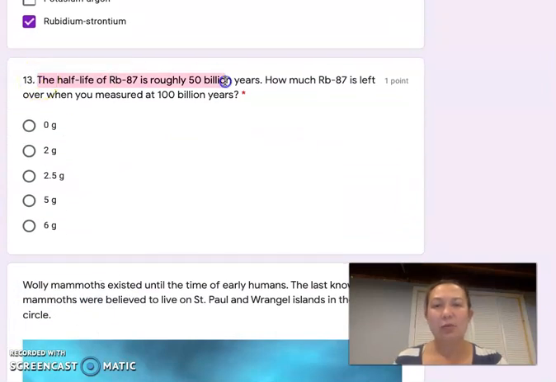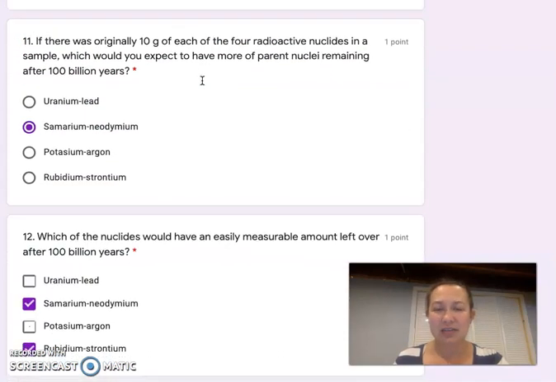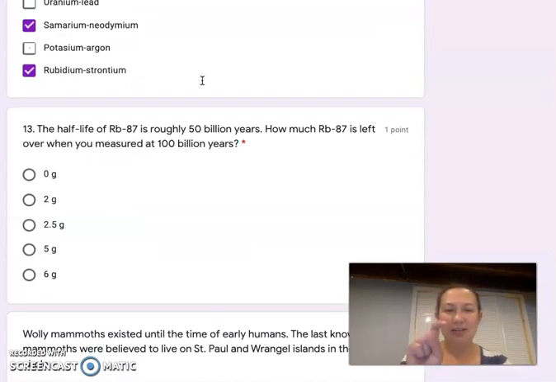Now the half-life of rubidium-87 is 50 billion years. At 100 billion years then, you would start with 10, and it would get cut in half 2 times. Once at 50 billion years, so then you'd have 5, and once at 100 billion years, so then you'd have 2.5.